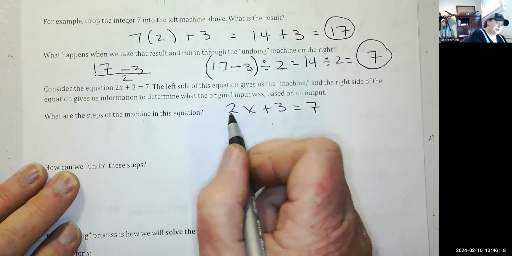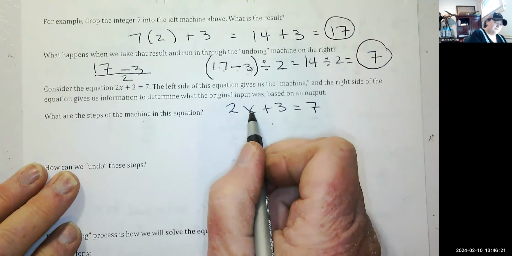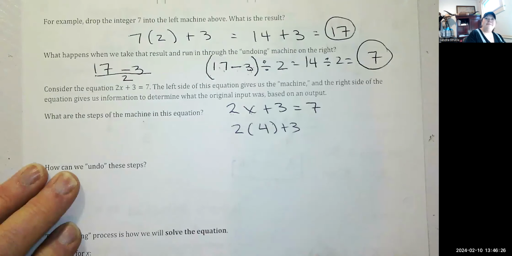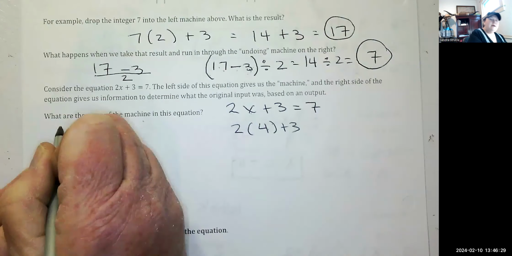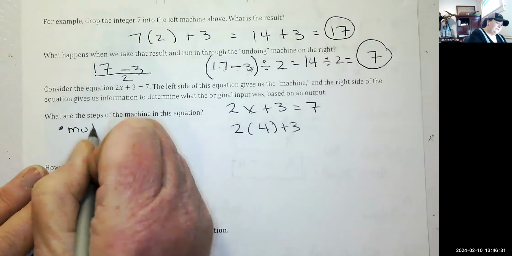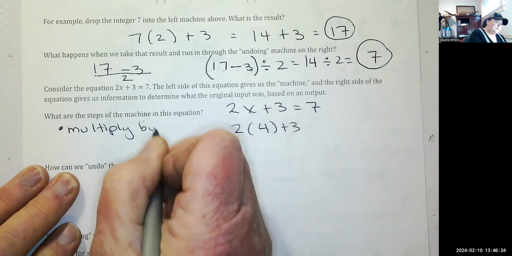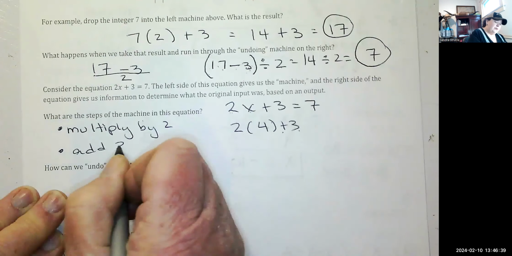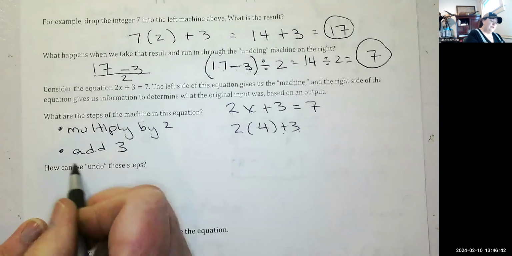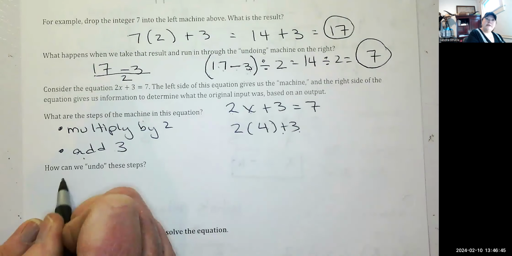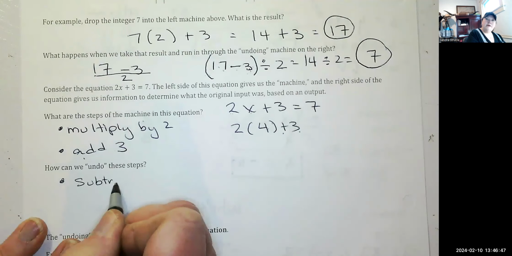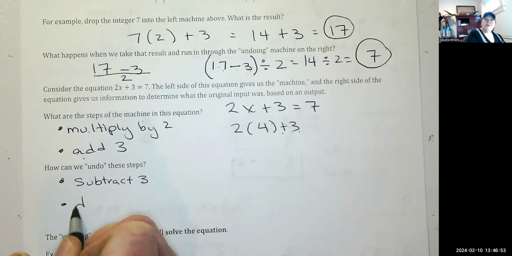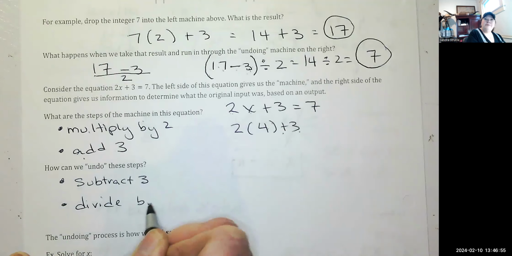So the steps for the machine's on our left here. This is multiplying by 2, whatever number we plug in for x, because this would be 2 times, let's say, 4 plus 3. I'm only looking at the left side. So the first thing I would do with that 4 is I'd multiply it by 2. And then I'm going to add 3. How can we undo these steps? Well, the opposite of addition is subtraction. So we're going to subtract 3. And the opposite of multiplication is division. So then we would divide by 2.